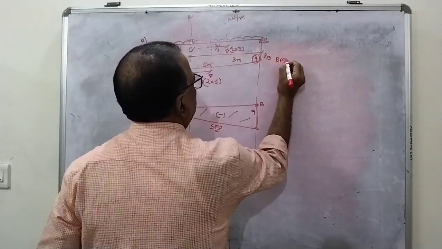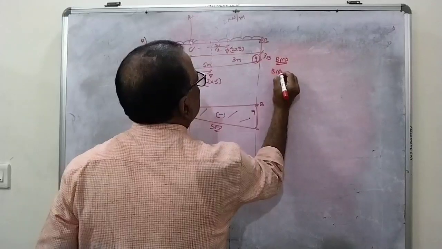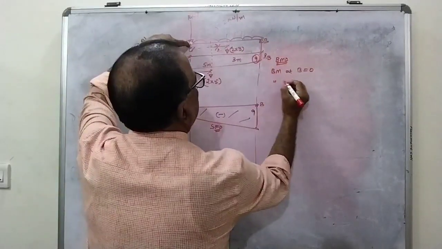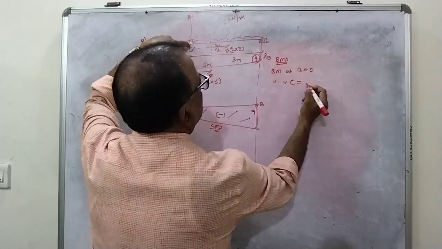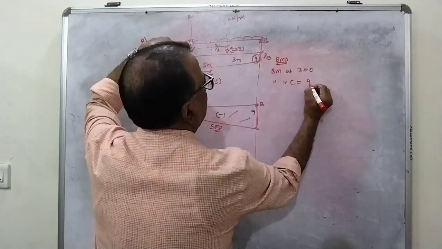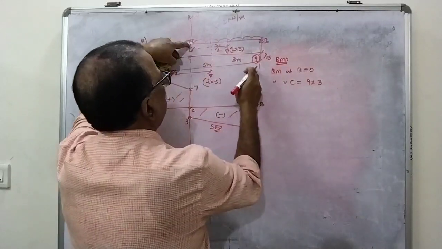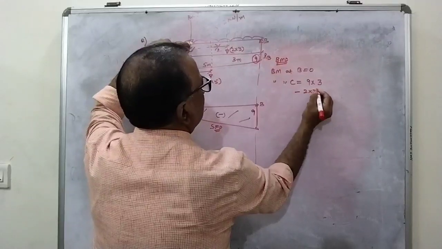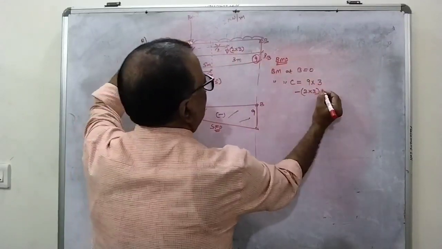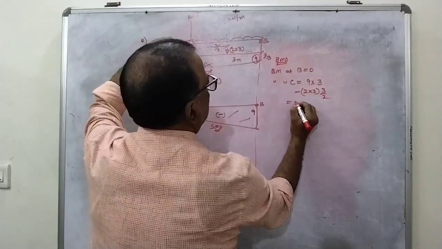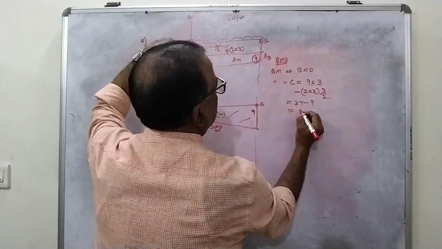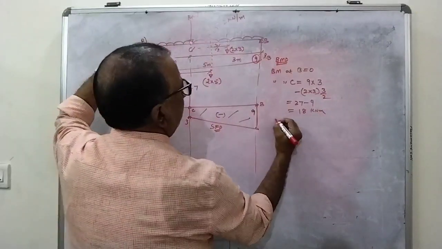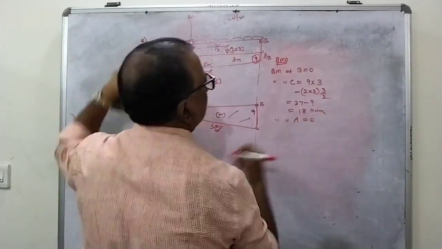Now if you go for the bending moment diagram, bending moment at B is equal to 0. Now you can calculate directly the bending moment at C, which is equal to 9 into 3, downward load is minus 2 into 3 into distance 3 by 2. That is equal to 27 minus 9. It is 18 kilonewton meter. And you all know bending moment at A is 0.